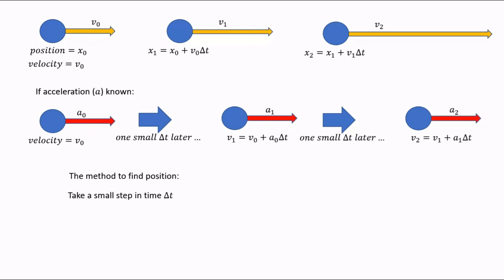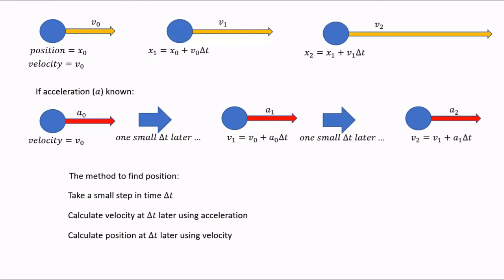We take a small step in time, during which velocity is changed due to the acceleration, and position is changed due to the velocity. In math, calculating the position and velocity at time step 1 from time step 0 looks like this. When doing these calculations, the smaller the time step, the more accurate your results.